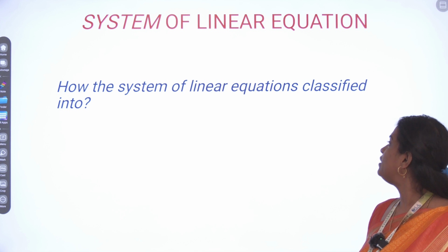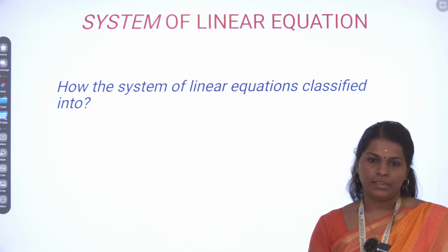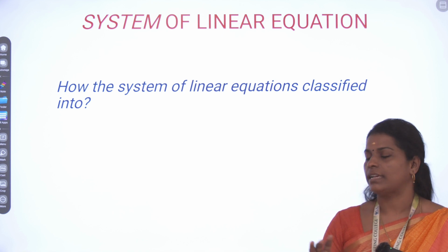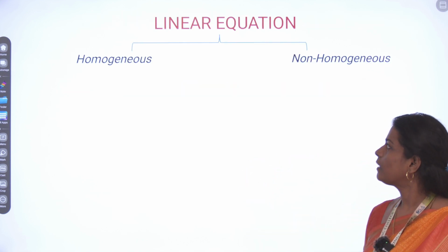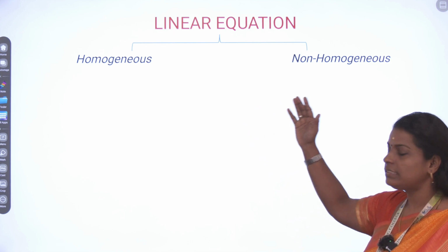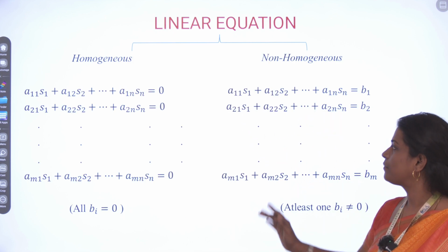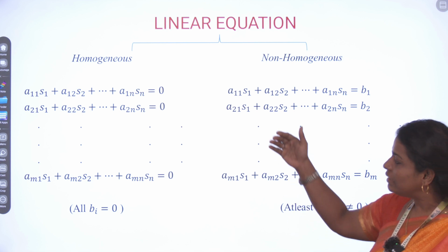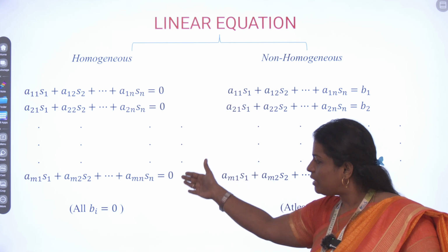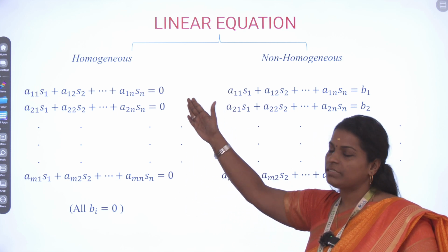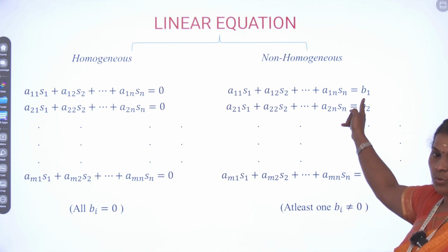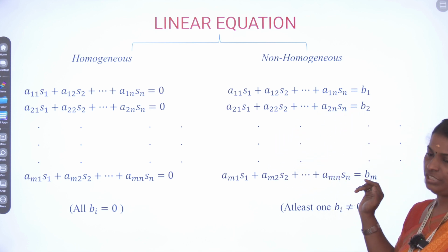How is the system of linear equations classified? This system also has a classification. It is classified into homogeneous and non-homogeneous. When we check, in the system, if all bi's are 0, then it comes under homogeneous. If any one bi is non-zero, then it comes under non-homogeneous.